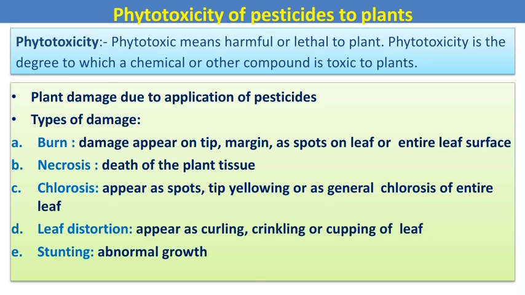Phytotoxicity is the degree to which a chemical or other compound is toxic to the plant. It means that if you use the chemicals in a faulty manner, it will create a phytotoxic effect on the plants, and due to the faulty application of these pesticides, different damage is caused to the plants. Burn, necrosis, chlorosis, leaf distortion and stunting are the different problems or damage caused by the application of the pesticides.